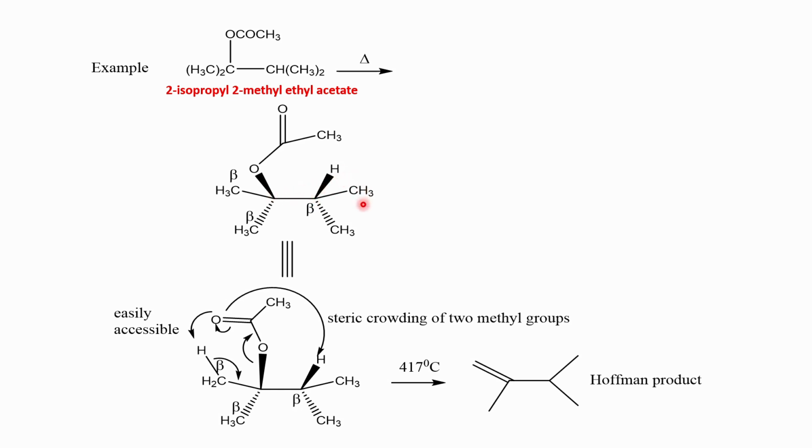But it is less accessible because the steric crowding of these two methyl groups impedes the capture of the proton from this beta carbon atom. But if we examine this other beta carbon atom and beta hydrogen atom, the carbonyl oxygen can easily capture this proton, and hence we get the Hofmann product as the major product. Thus we can say the pyrolytic syn elimination reaction is regioselective, and the carbonyl oxygen captures a beta proton from the easily accessible beta carbon atom.